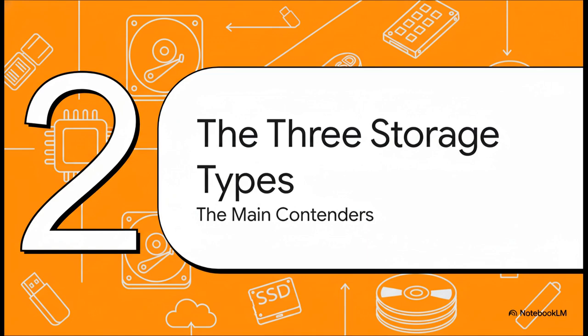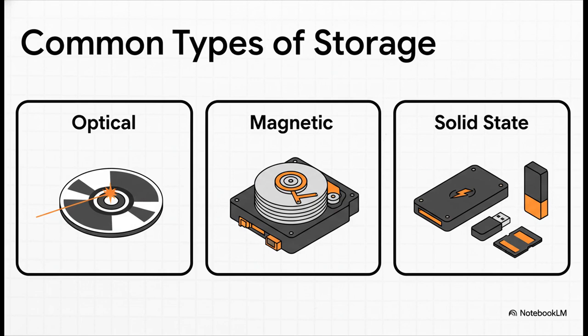So, section 2, the three storage types. Now that we know why we need it, let's meet the main players in the game. For your exam, you just need to get your head around these three contenders. And here they are: optical, magnetic, and solid state. I guarantee you've used all of these at some point, even if you didn't know their official names. Let's break them down one by one.